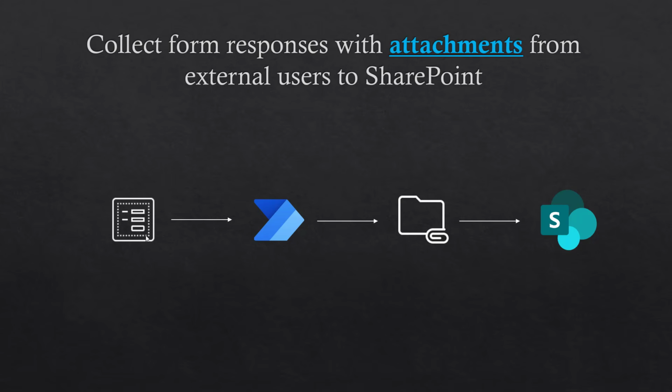So what we are going to do here is create a form, get the information from the form through Power Automate with the attachments and the details, and then put the details and the attachments into SharePoint. So let's see how we can do this.